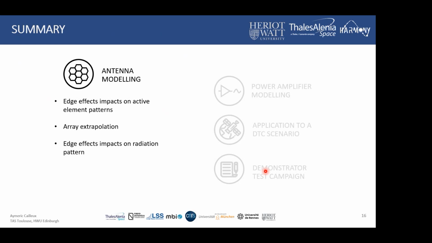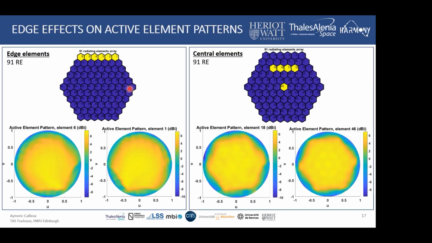All right, now I presented the power amplifier modeling approaches. I would like to speak about the antenna modeling we have. So basically, this is the 91 radiating element array that Thales Alenia Space provided to me. And what is interesting to see is that if we take the edge elements, so from 1 to 6 on the side, you can see that the active element patterns from element 1 and element 6 are actually different. It's due to the neighboring configuration.